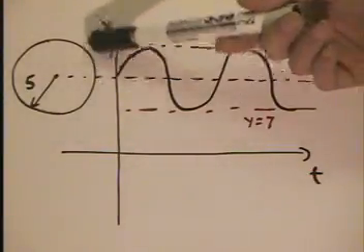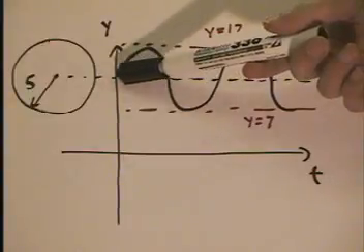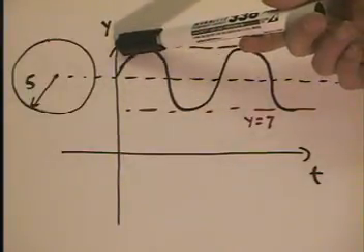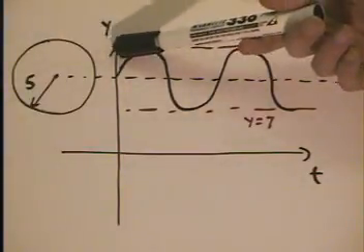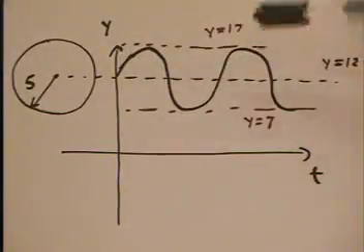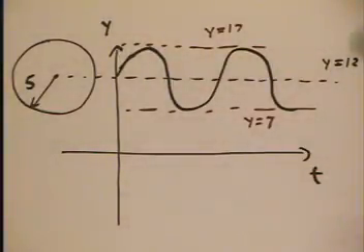And of course we could adjust the phase. If we didn't want to start at y equals 12, we wanted to start at y equals 17, we could start at the top of the circle and come down like this. So we have this kind of control.